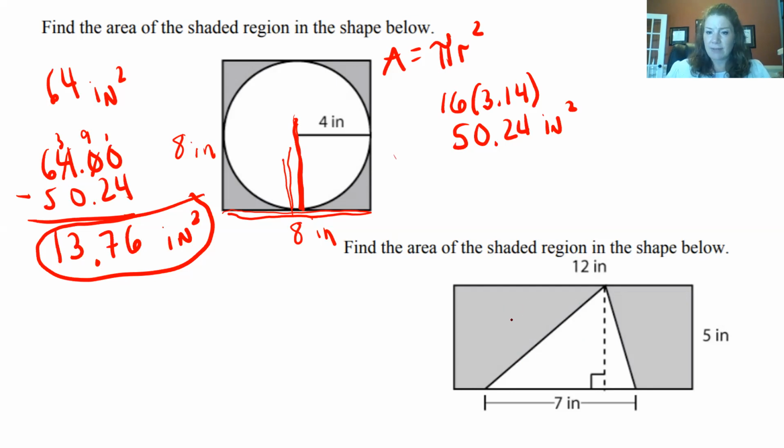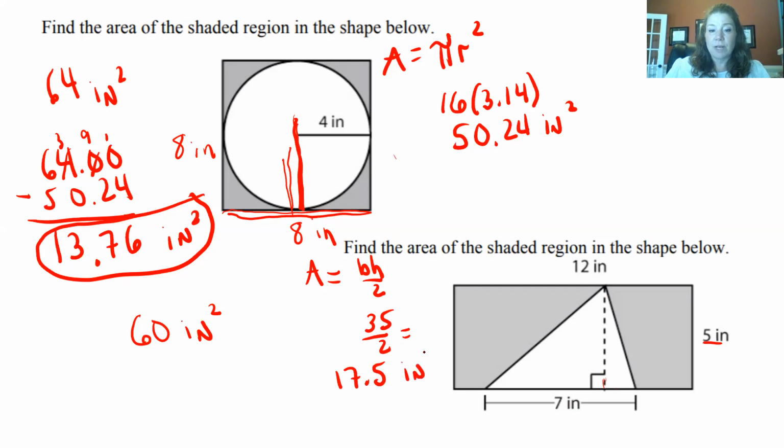So 12 times 5 is 60. So the area of the rectangle is 60 inches squared. And now we need to know the area of our triangle. So base times height divided by 2. So our base, so here's our right angle, right? Here's our right angle. And so the two sides that create a right angle are 7 by the height of this triangle, which is actually the height of the rectangle, which is 5. So 7 times 5 is 35. And half of 35 would be 17.5. So 17.5 inches squared.